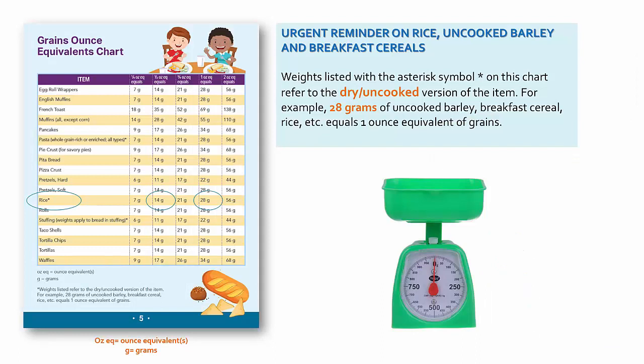Urgent reminder on rice, uncooked barley, and breakfast cereals. Weights listed with the asterisk symbol, which is the little star, on this chart refer to the dry and uncooked version of the item. For example, 28 grams of uncooked barley, breakfast cereal, rice, etc. equals 1 ounce equivalent of grains. Okay.